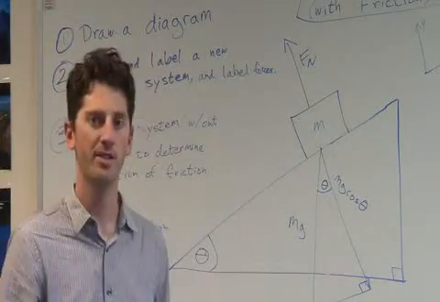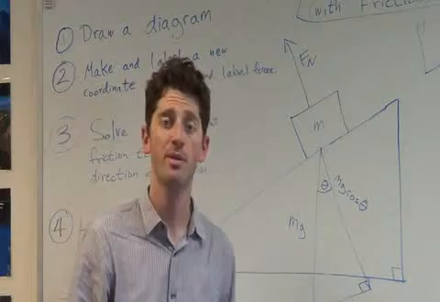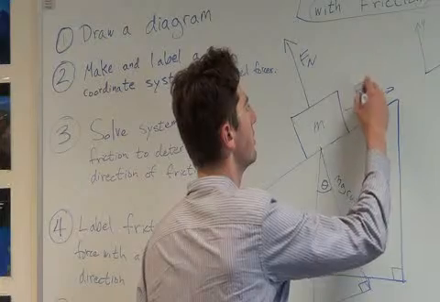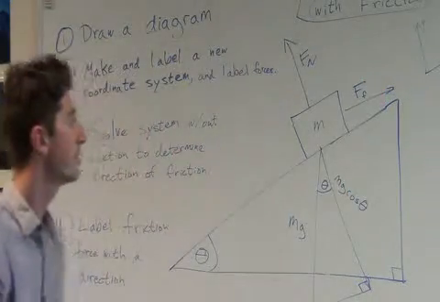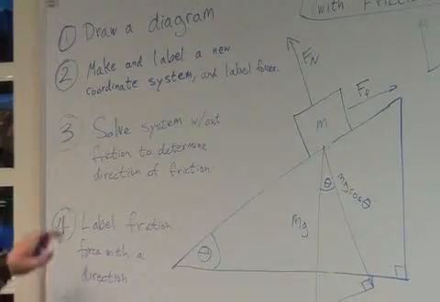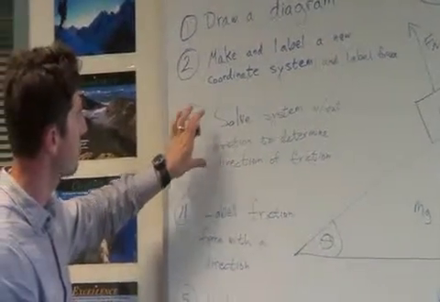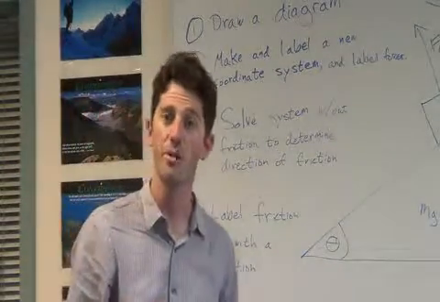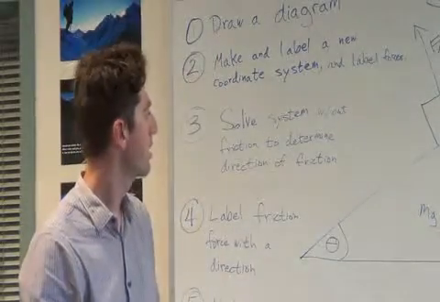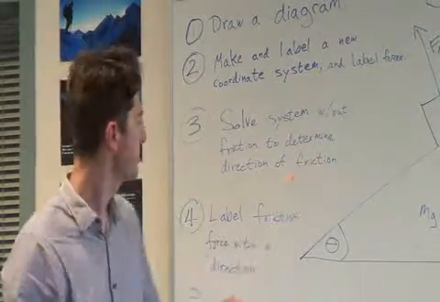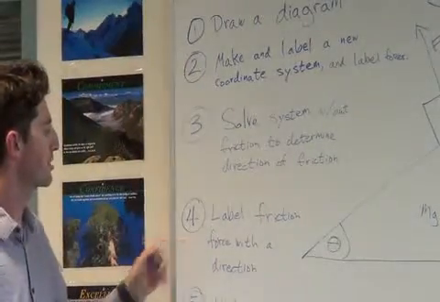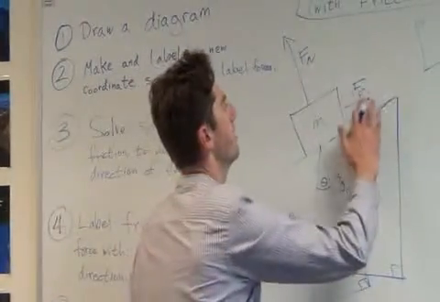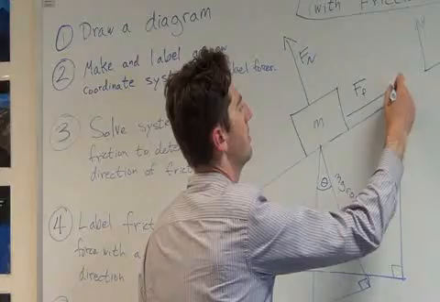Okay, so by inspection we realized that the force of friction has to be up the ramp. So here we go. Call that F sub F, force of friction. Okay, we've done that. We solved the system without friction and determined the direction of friction. We didn't actually solve for exact numbers, but we found out the direction of friction was up the ramp. So now we'll go a step forward and label the friction force with a direction. And to be more accurate, this will be exactly parallel up the ramp.